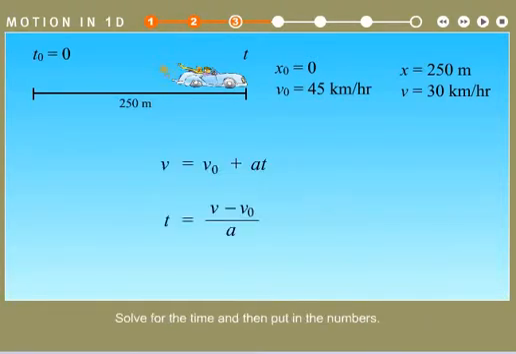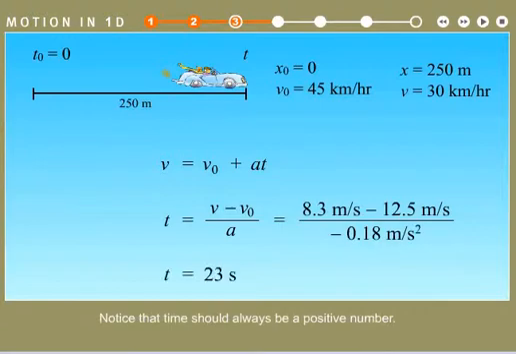Solve for the time and then put in the numbers. Notice that time should always be a positive number.